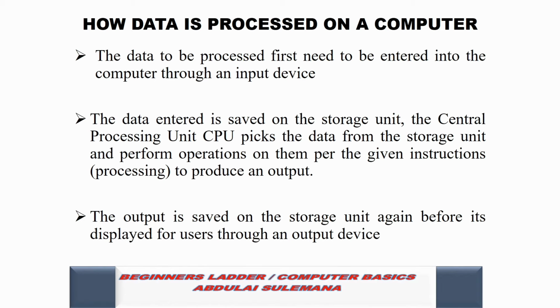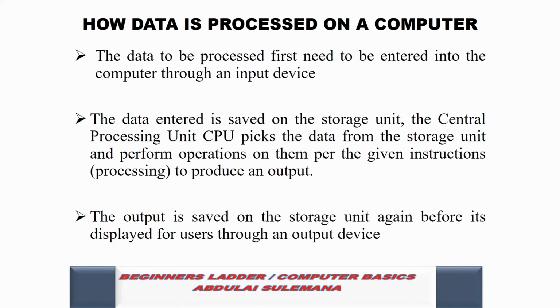How is data processed on a computer? Here we are going to discuss the main things that are undertaken in order for data to be processed. First, for data to be processed, it needs to be entered into the computer. If you don't send your cloth to the tailor, I don't think the tailor can sew your shirt for you. So whatever you want to process, you need to first put it into the computer.